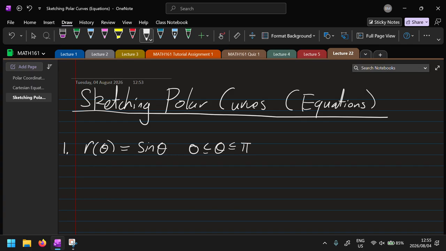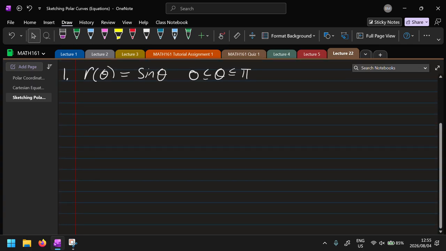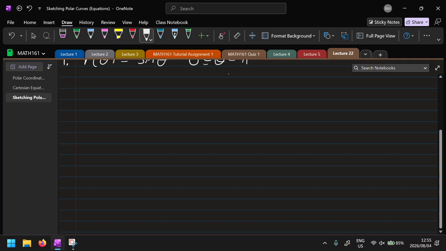Now, we can't sketch it on the Cartesian plane because the Cartesian plane is for Cartesian coordinates. If you're given a polar equation, you need to sketch it on the polar plane for polar coordinates. So what does that look like? So we have to draw in the following. So it looks something like this.